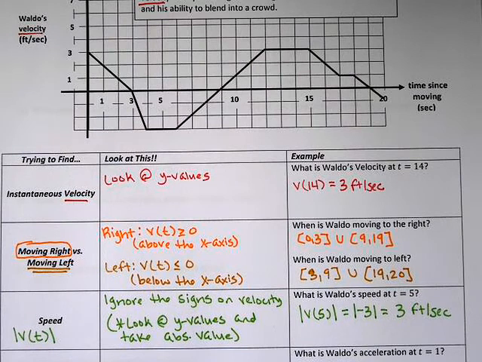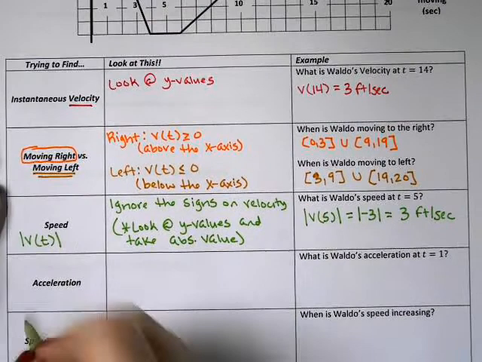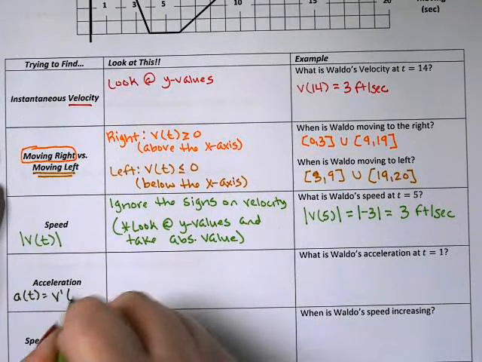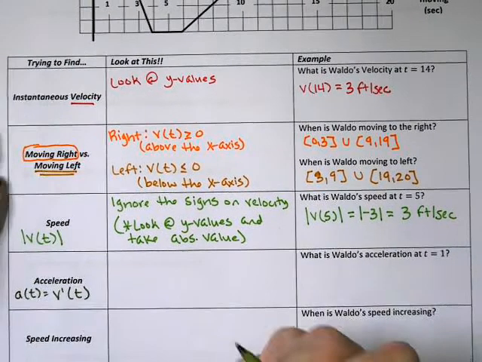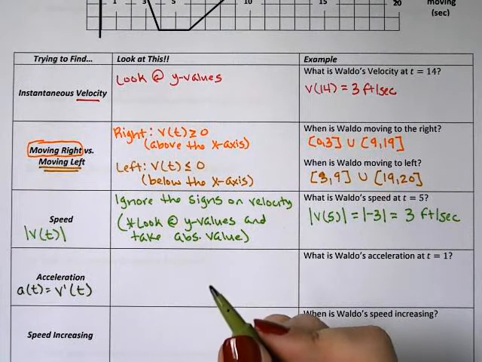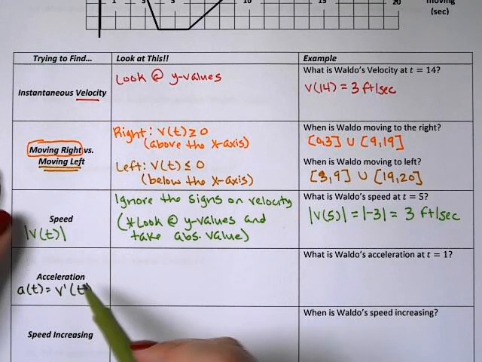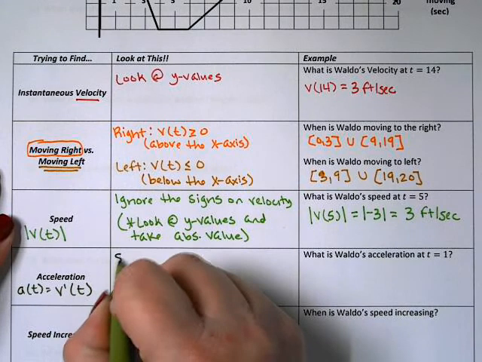Let's talk a little bit about acceleration. We know that acceleration, a of t, is just the first derivative of the velocity function. If we think back to when we first started talking about derivatives, we said that derivatives just mean the slope. So if I want to know his acceleration and I'm given the velocity function, I just need to find the slope of the velocity function.